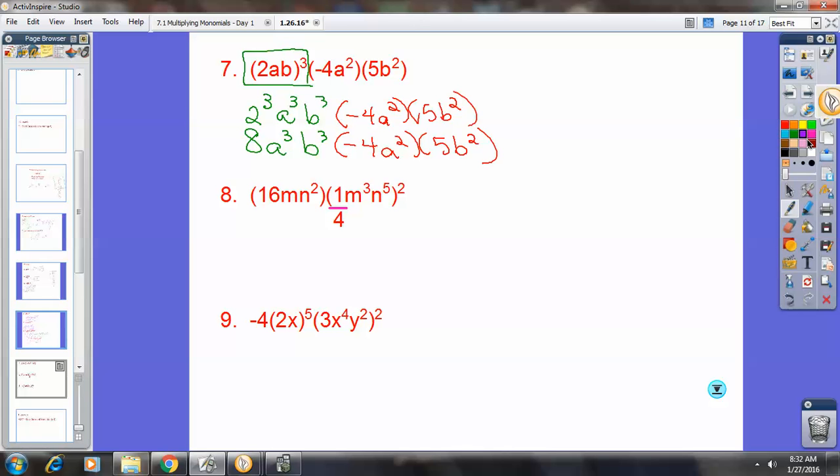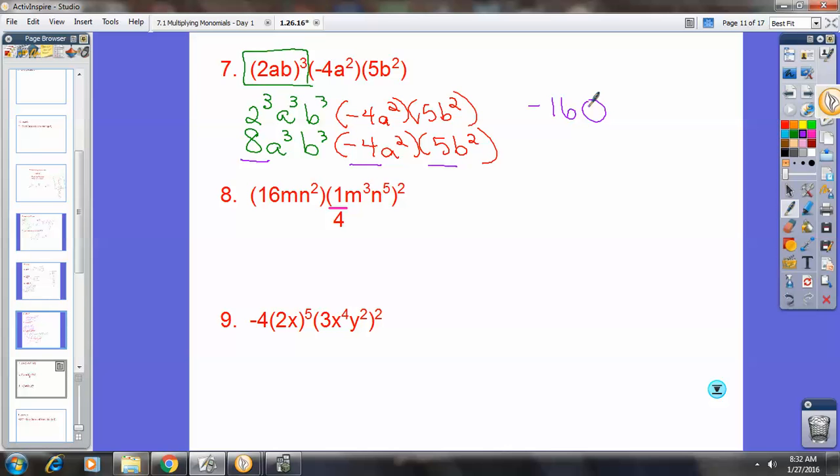Next, let's go to our coefficients. We can multiply 8 times -4 times 5. So on our calculator, type in 8 times -4 times 5. -160.